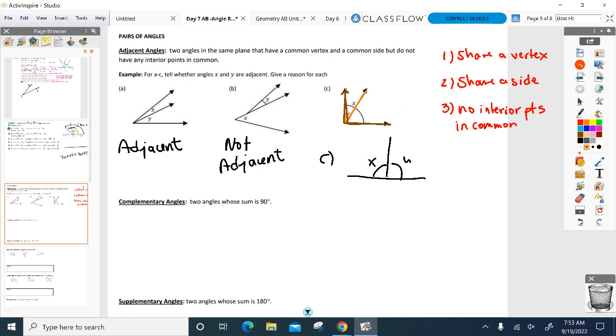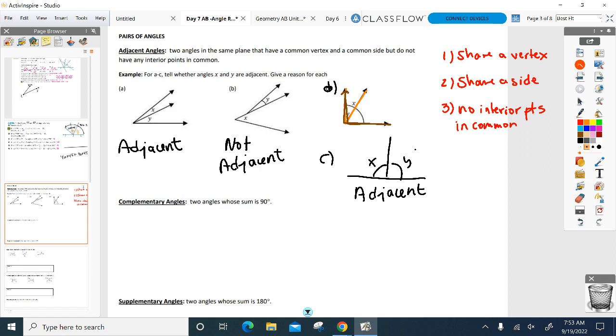So here's X, here's Y. All right, let's go to that one then. Share a vertex. Share a side. I got the red one, right? Yep. Is there a common point? Is that an interior point in X? Nope. Can I put a point that's going to be in both? Nope. So we could say this is adjacent. And then we go to D.